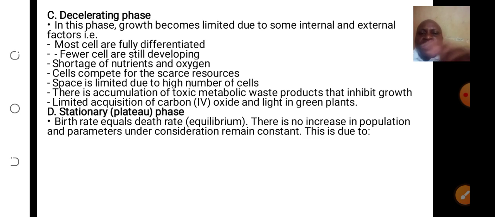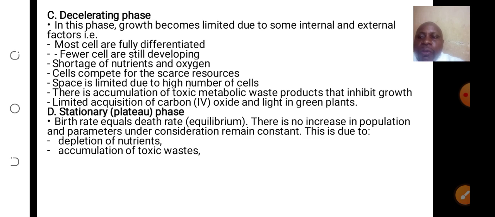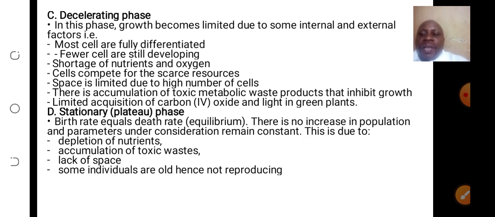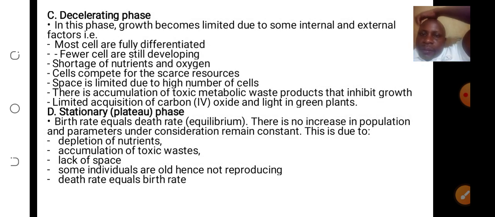Why is it that the number of organisms remains stationary there? This is because of the following. Number 1, nutrients are depleted. Number 2, there is accumulation of toxic waste. Number 3, there is lack of space. Number 4, some individuals are old, hence are not capable of reproducing. Is it clear? And death rate equals birth rate. So these are the reasons why at plateau there is no net increase in growth.